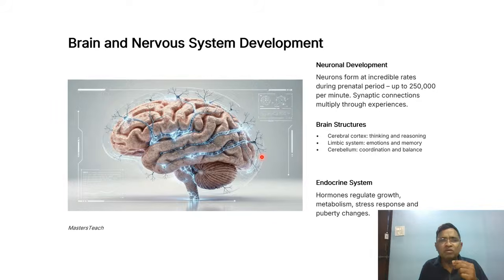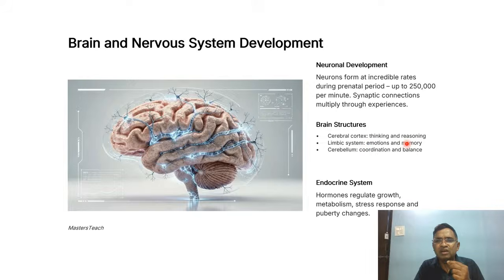So, brain and nervous system development, neurological development. Neurons form at incredible rates during the prenatal period, up to 250,000 per minute. Synaptic connections multiply through experience. Brain structure includes the cerebral cortex, for thinking and reasoning.